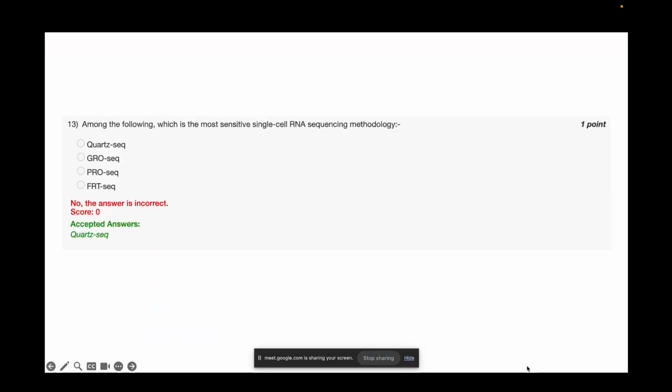Yeah, the answer is quad 6. So these are different types of single cell RNA technologies. We have not discussed this in this session, but I think Sir has discussed it a little bit. So yeah, the answer is quad 6.